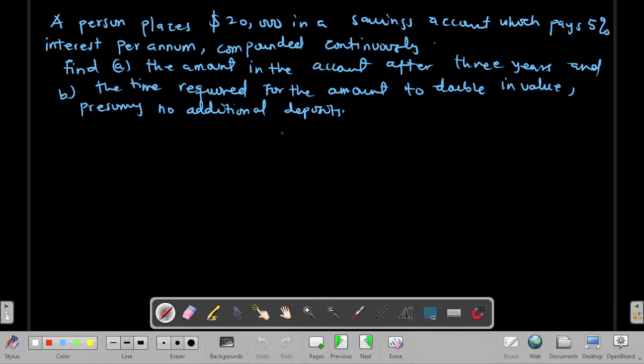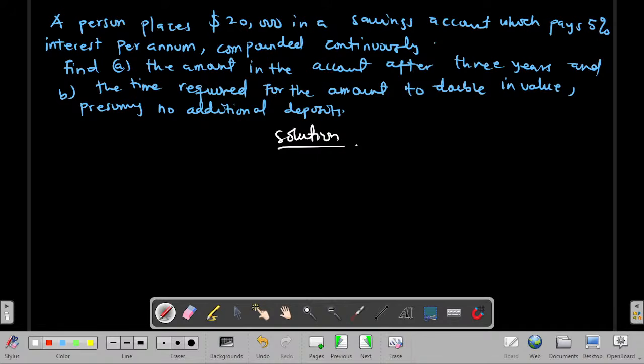Okay, so let's solve this problem. A person places 20,000 dollars, oh sorry, it's not US dollars, it's just dollars. So a person places it in a savings account which pays 5% interest per annum, compounded continuously. Find A, the amount in the account after 3 years, and B, the time required for the amount to double in value, presuming no additional deposits.